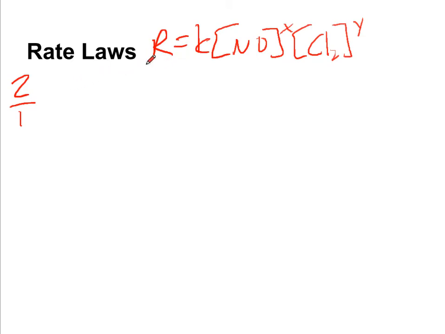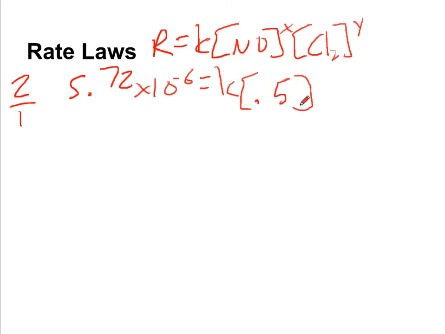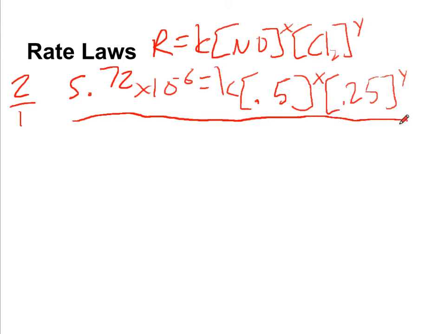So we'll plug the data from experiment 2 into the general form of the rate law. 5.72 times 10 to the negative 6th is equal to the rate constant times the concentration of NO, and that one was 0.5 to the x, and the concentration of Cl2 was 0.25 to the y. And we'll put experiment 1's data on the bottom.